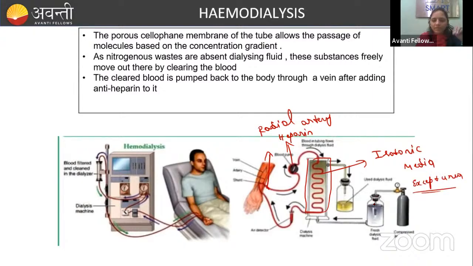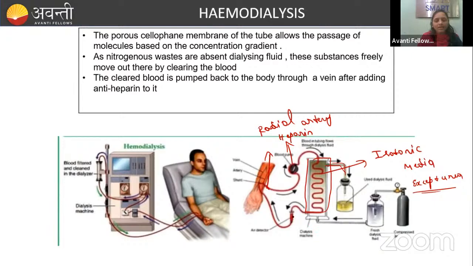The urea which is present in the blood will obviously move through this to the fluid. Okay, it will move from the higher concentration to the lower concentration, right? The fluid has the lower concentration. Now the blood will move through the cellophane tube to the fluid, and this urea is going to be collected here. Okay, and now the blood going out from this fluid has no urea.